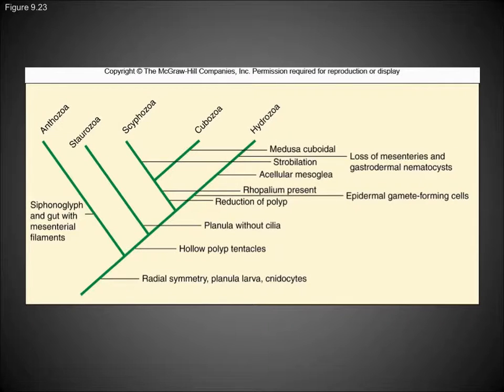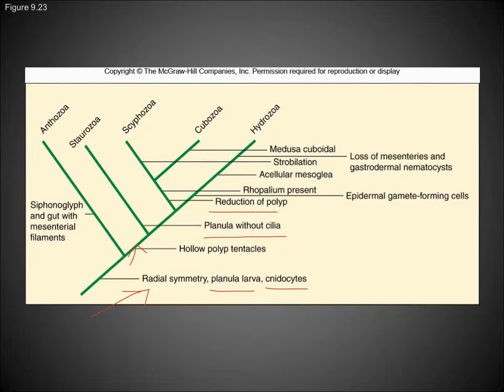This is a cladogram that shows us specifically our group here of cnidarians. So we start with the characteristic that they all have radial symmetry, planula larva, and cnidocytes. We break off, though, because our staurozoans have hollow polyp tentacles and planula that have no cilia.